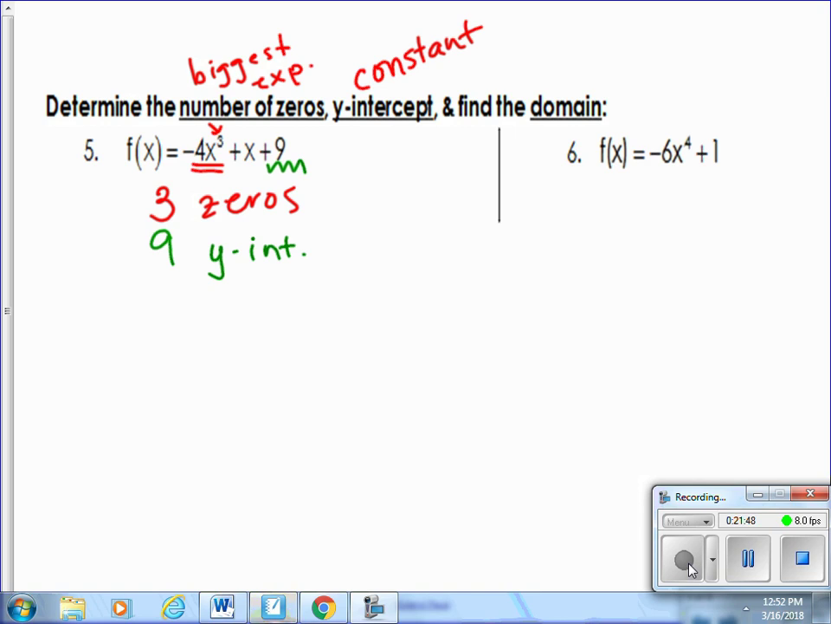The domain for this graph, we know it's cubic, and we know it's flipped upside down. So my graph's going to look something like this. The domain for this graph, the x values, they never stop going to the left, and they never stop going to the right. So again, and this is going to look mighty familiar, once again, my domain is from negative infinity to positive infinity.